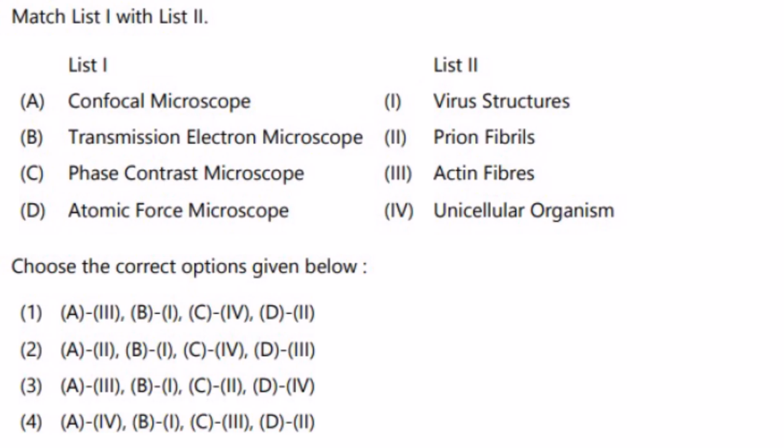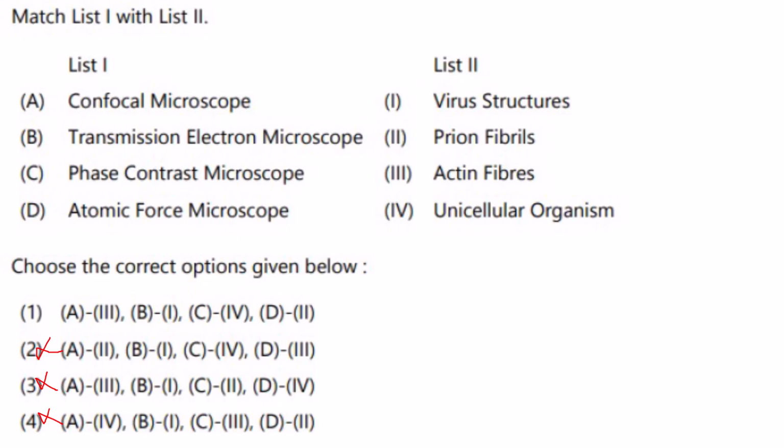Then the next one, match list 1 with list 2. Okay, confocal microscope, that is for actin fibers. A3. Okay, A3 we have got in option 1 and 3. Okay, by mistake I marked 3 also wrong. Okay, we will see. A3 is A3.